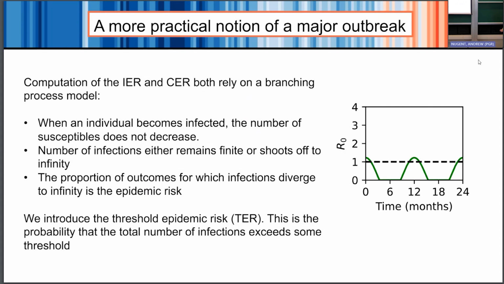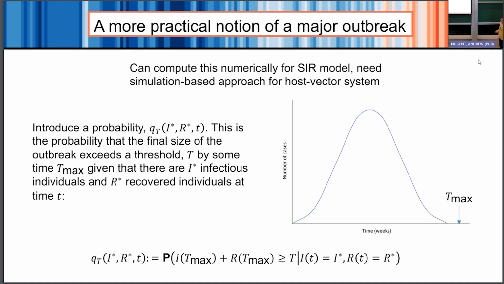So here we introduce the notion of a threshold epidemic risk. And so this is the probability that the total number of infections exceeds some given threshold. So to do this, we introduce a probability Q with some threshold big T, and then some I star and R star infections and recovered at time t. So this is the probability that the final size of the outbreak exceeds that threshold big T by some time, which we choose way into the future, such that the outbreak is assumed to be over by then, given that you start off with I star infectious individuals and R star recovered individuals at time t. So in proper maths it is given by that equation there, it's just a probability of exceeding some threshold.